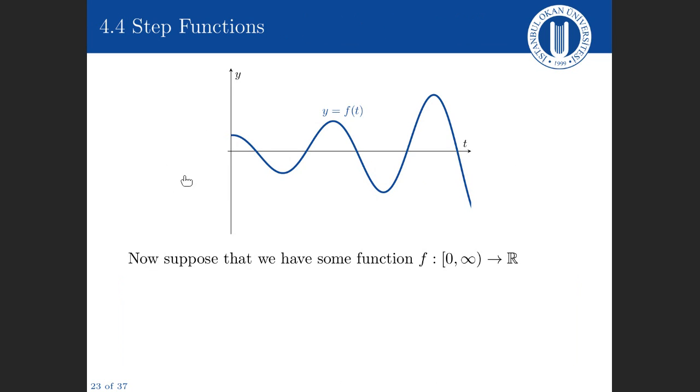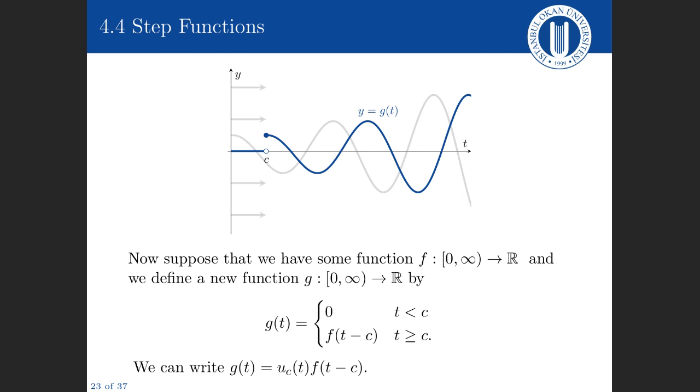Next idea. Let's suppose we have some function, just any function. I've drawn it like this, but just think of any function that you could draw, any squiggly line. And what I want to do is take this function and shift it to the right, like this. More precisely, I'm going to define a new function called g. g is going to be the same as the function f, shifted to the right, if t is greater than c, and the function is going to be equal to 0 between 0 and c.